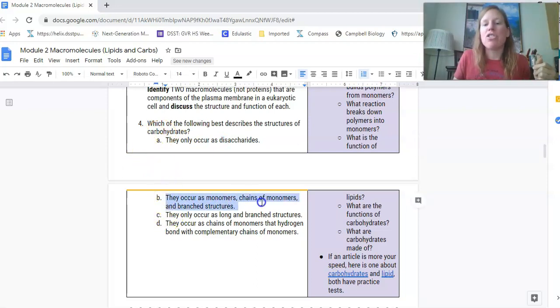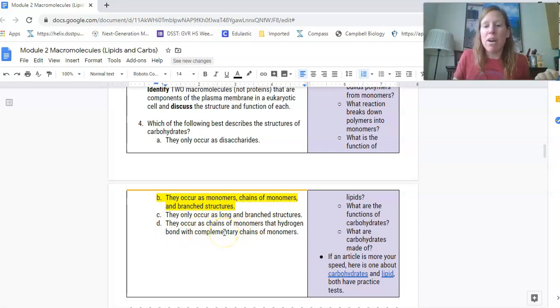They occur as monomers, chains of monomers, and branch structures. Okay, they do have monomers. A chain of monomers is known as a polymer, which is a word I said. I don't know about branch structures, but it's possible, so let's highlight it and come back. It could be correct. They only occur as long branch structures. Okay, B is more correct because it has monomers in it, so C seems unlikely.